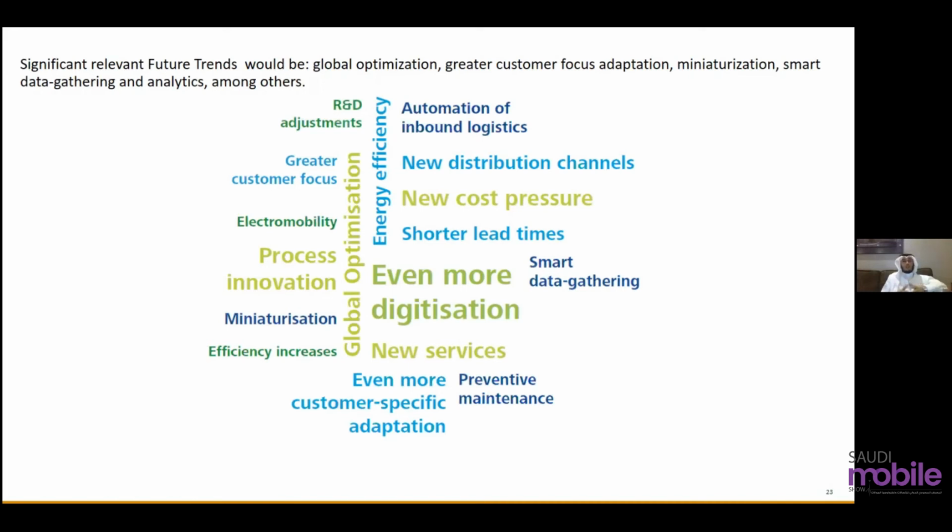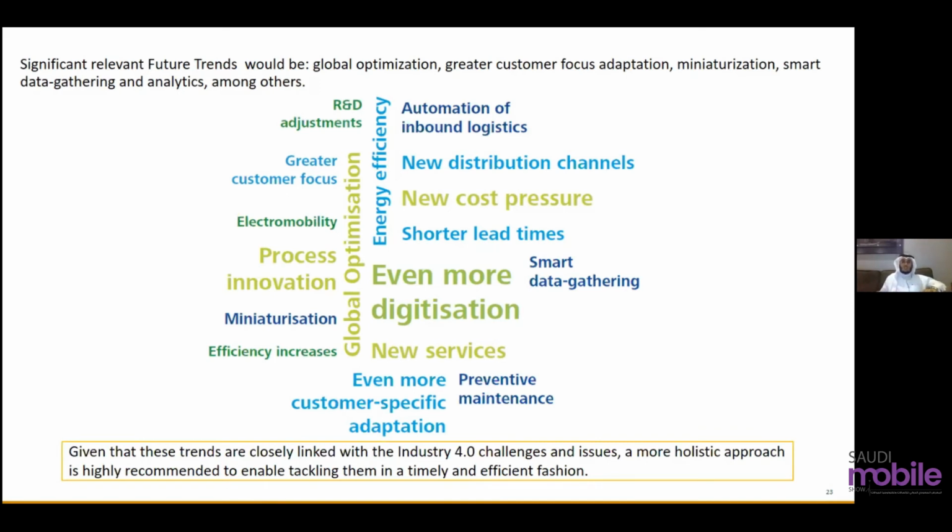So we need to have R&D adjustments. Our conventional, traditional R&D would not suffice. We need to have new distribution channels. We need to have shorter lead time, shorter overhead. We need even to have more digitization and even more preventive maintenance. Given that these trends are closely linked with the Industry 4 challenges and issues, a more holistic approach is highly recommended to enable tackling them in a timely and efficient fashion.